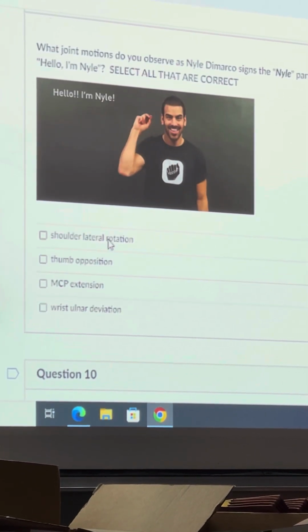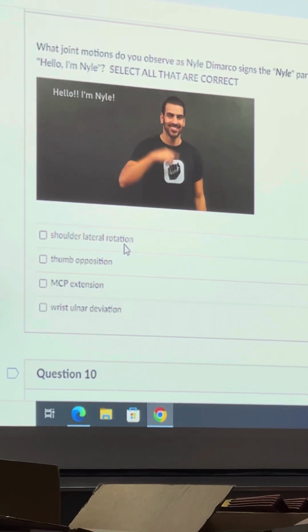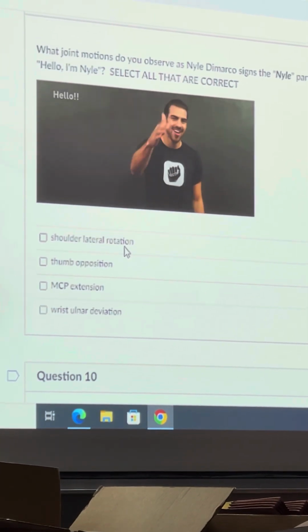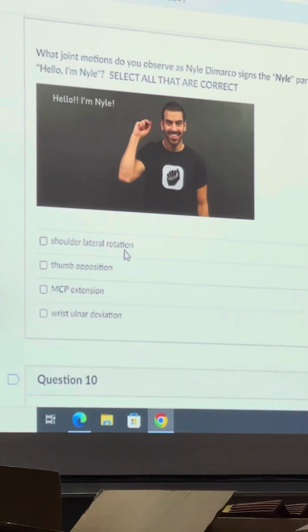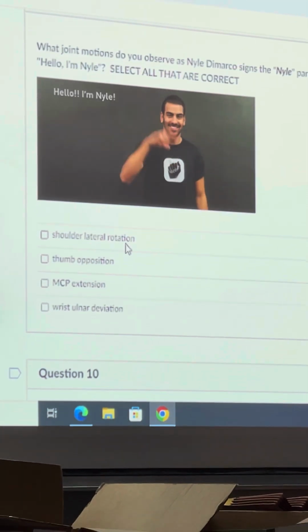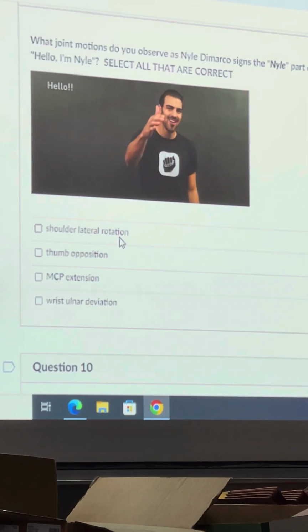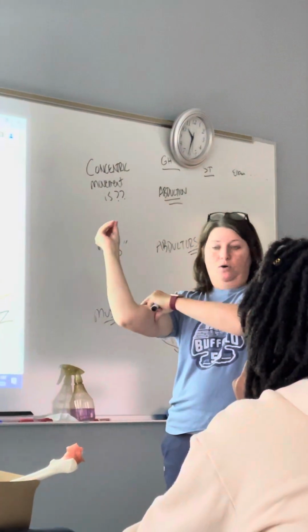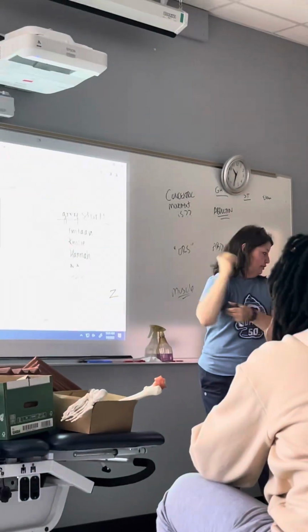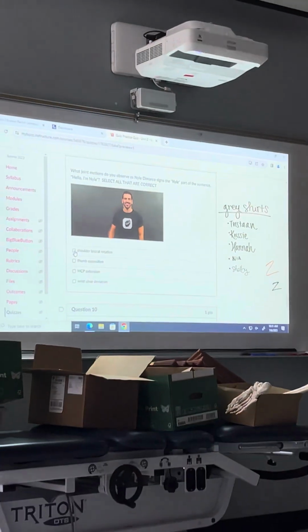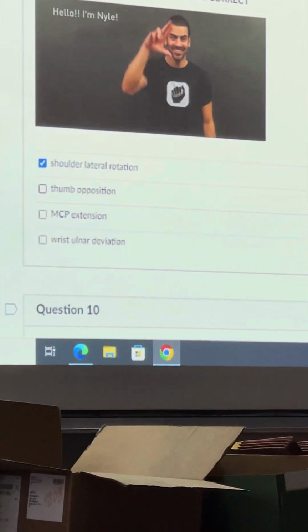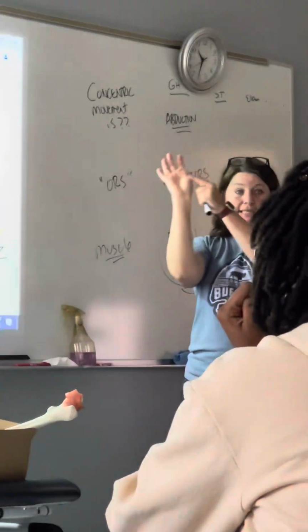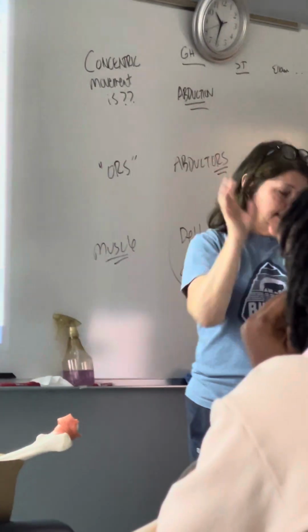Do we see shoulder lateral rotation? Yeah, show me why you see that. That forearm's going back and his muscle pulls out. So when he does Nile, there's external rotation of the shoulder, lateral rotation. Do you see thumb opposition? Yes. If the thumb is coming in, that's opposition.